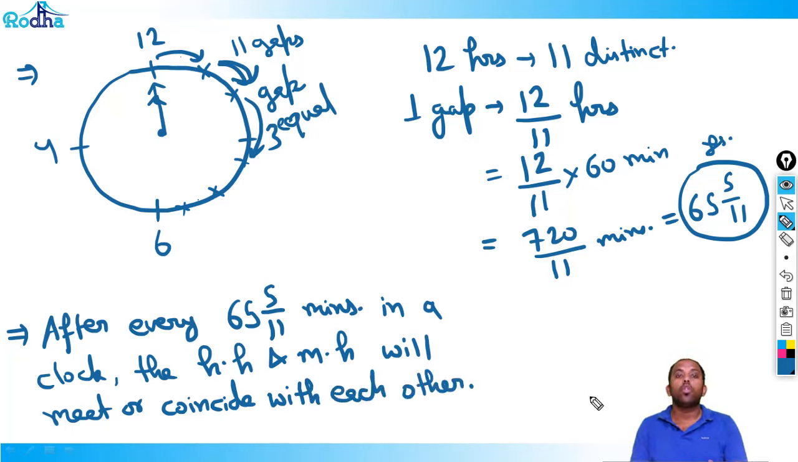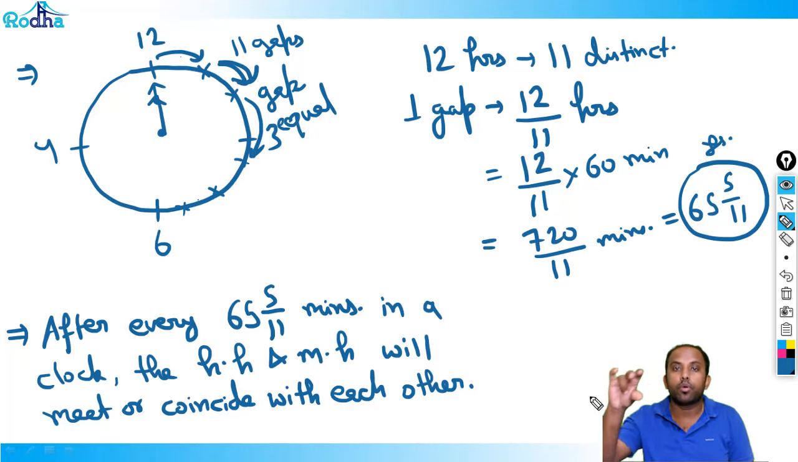Right. So what's the logic behind it? The logic is again the same thing. When they are moving in the ratio of 1:12, they'll meet at 11 distinct points on the clock. Those 11 distinct points are equidistant, which means their gaps are equal. What is the interval of one gap? The total of 11 gaps consists of 12 hours.